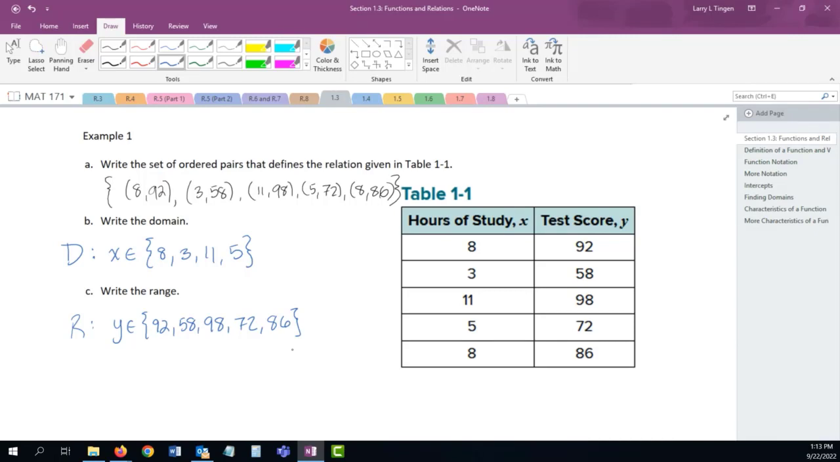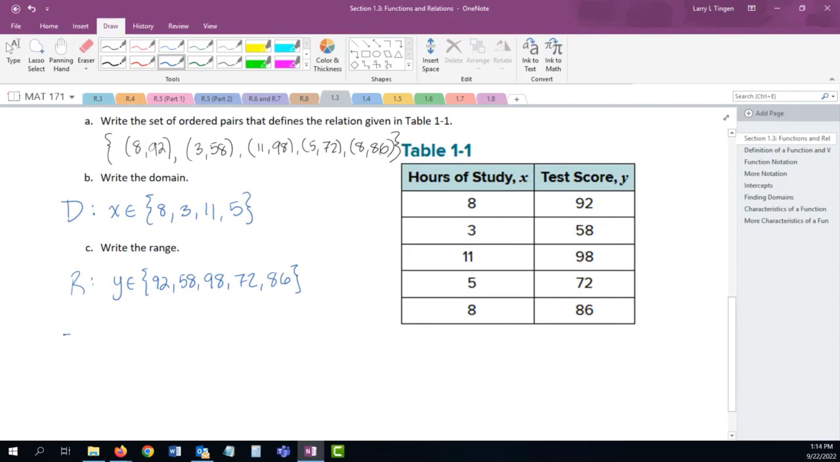Now, for this study, I say all possible. What I do not mean is that the domain contains every single number ever, all the numbers that could correspond to the hours of study. The domain consists of all the possible x values for this relation. This relation only has 5 data points. So the complete domain here is 3, 8, or 8, 3, 11, and 5. The complete range is 92, 58, 98, 72, and 86.